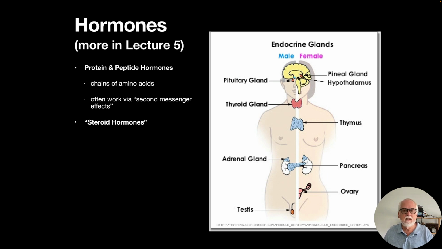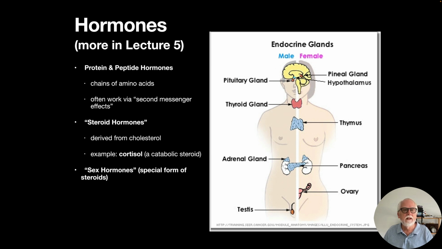We also have these steroid hormones that are derived from cholesterol. An example of a steroid hormone would be cortisol, and cortisol is, of course, released during times of stress. And then we have sex hormones, which are a special form of steroids. These would include androgens, like testosterone. There's also estrogens, like estradiol, and progesterone. So these are all different kinds of hormones that we might be interested in for social behavior.